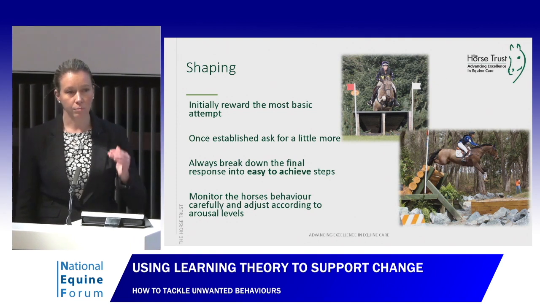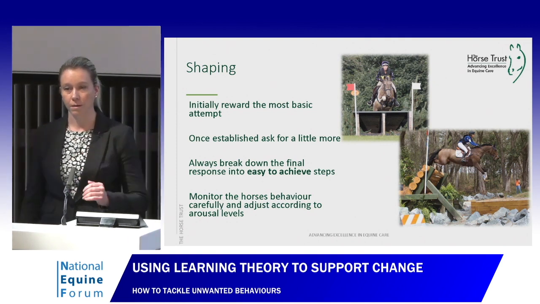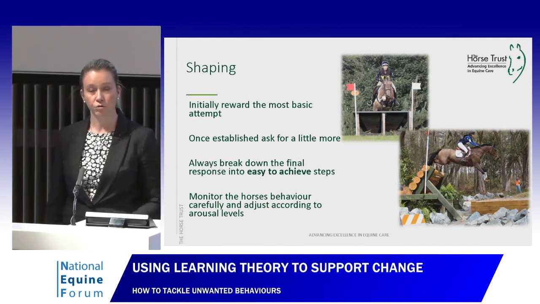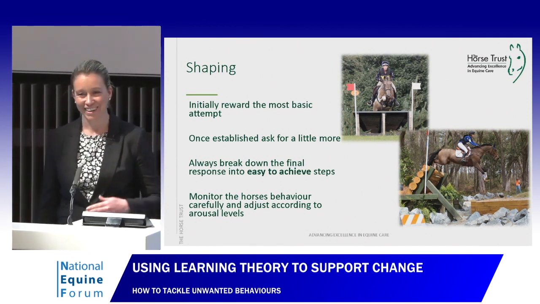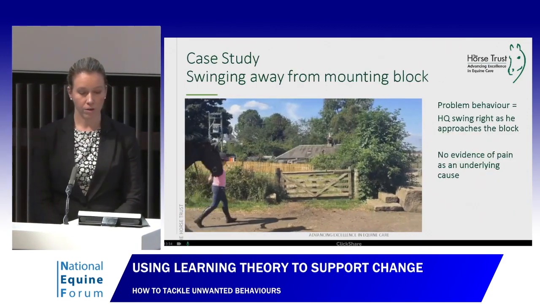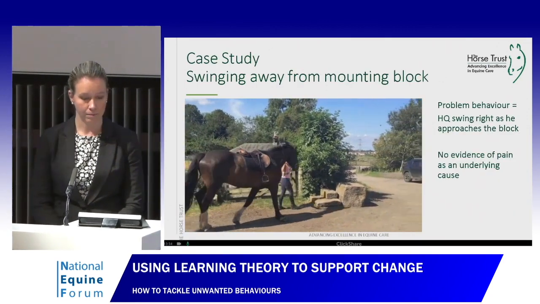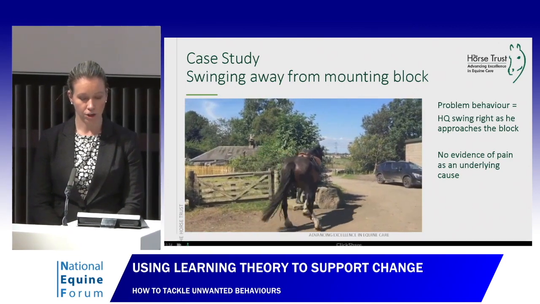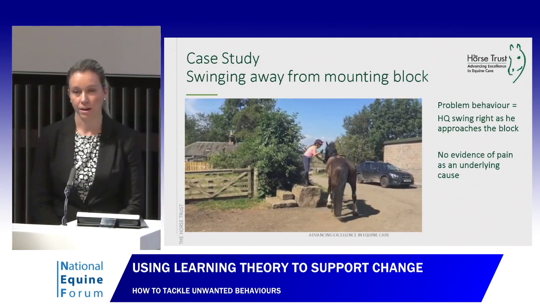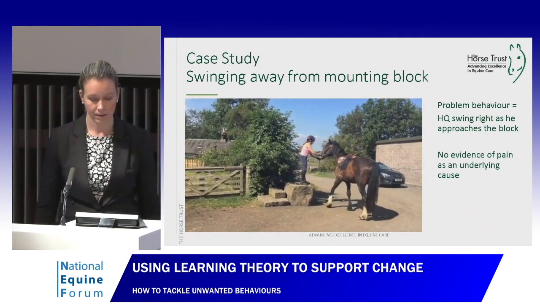Now, obviously, we need to break that down into easy to achieve steps. Just the same as if you wanted a horse to event at 4 or 5 star, you don't start off over those fences. You start off much easier. Sure, this is a scenario that people have seen plenty of times. Small person, large horse, horse moves away. And there was no evidence of pain as an underlying cause in this case.